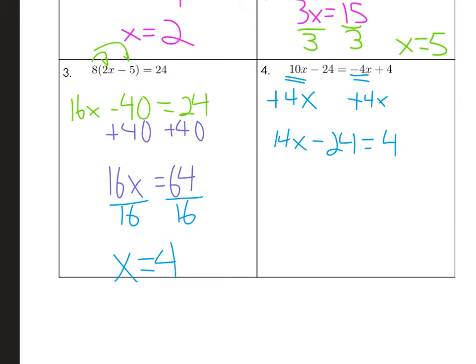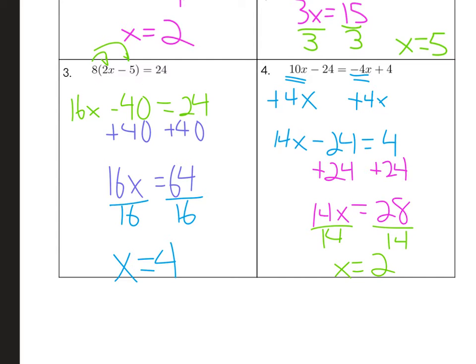So I added 4x to both sides because that was a minus 4x. Then I'm going to add 24 to both sides. So I have 14x equals 28. And then my final move will be to divide by 14, because that's 14 times x. So x is 2.